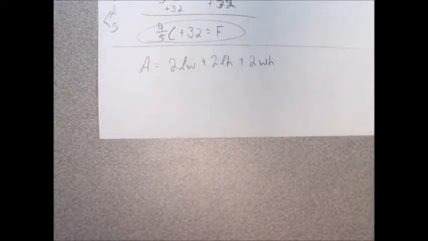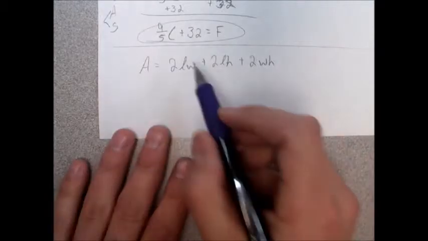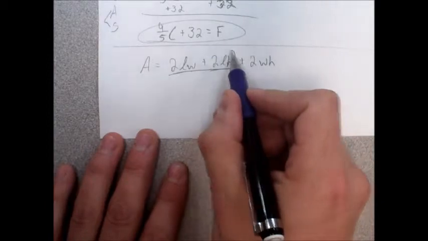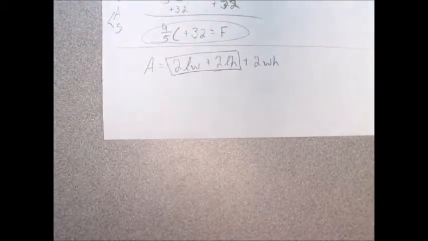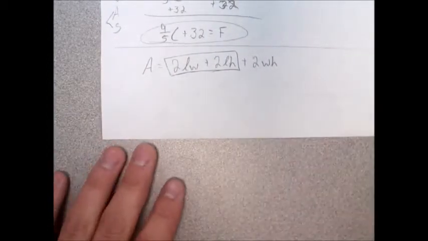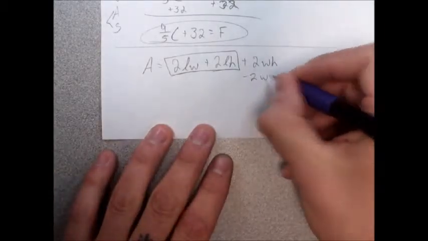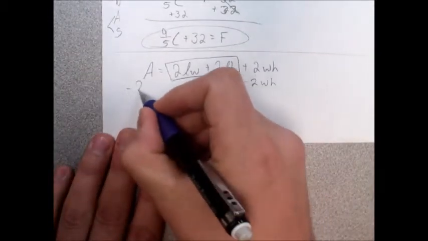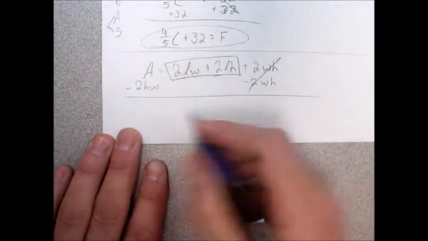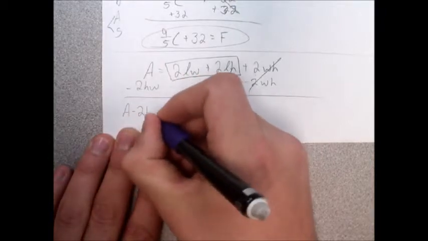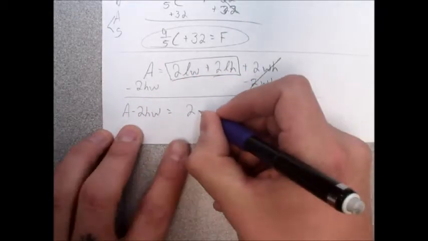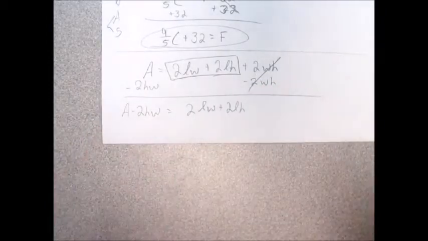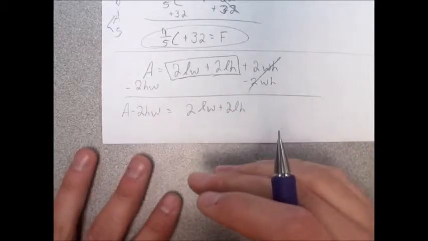So this one's kind of interesting because, first of all, 2 of our terms have L in it. So I'm going to isolate the 2 terms that have L in it. So I need to get rid of everything else. How do I get rid of this one right here? So 2HW would be the proper way to write that, right? So subtract 2HW. That goes away. So I have A minus 2HW equals 2 multiplied by L, W plus 2LH. How am I going to get L by itself is my question now.